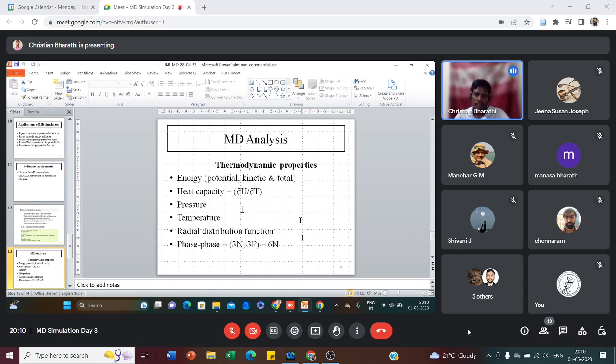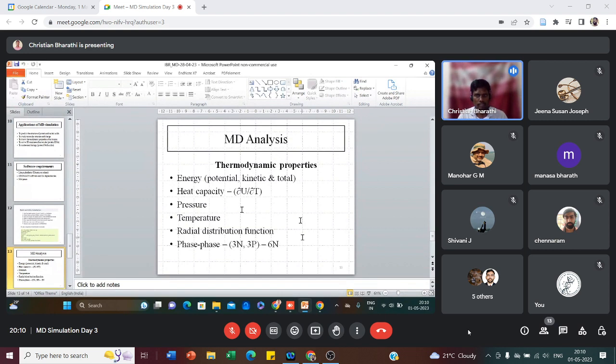And the last one is phase space. Phase space is conformational space. Each and every molecule has its position. The position is determined in three dimensions: x, y, and z, for each atom.